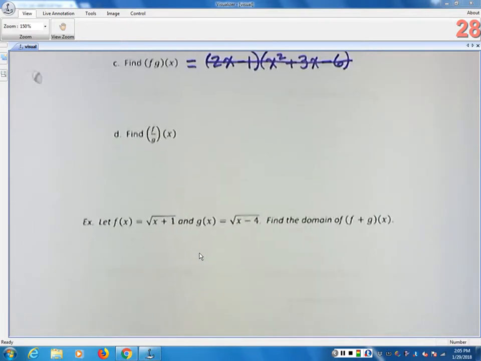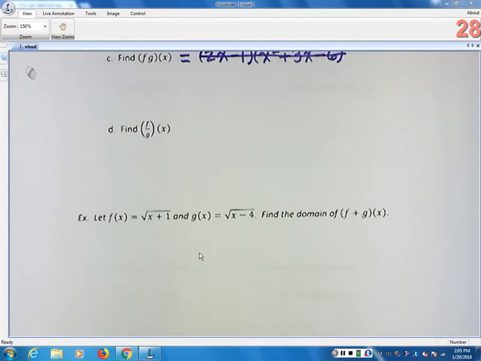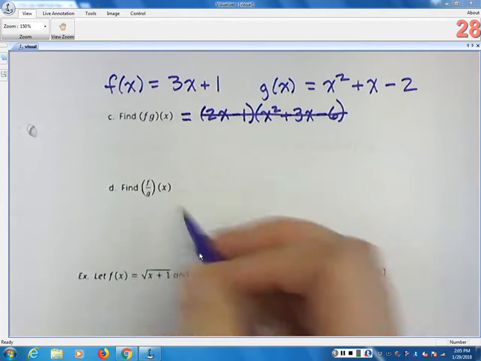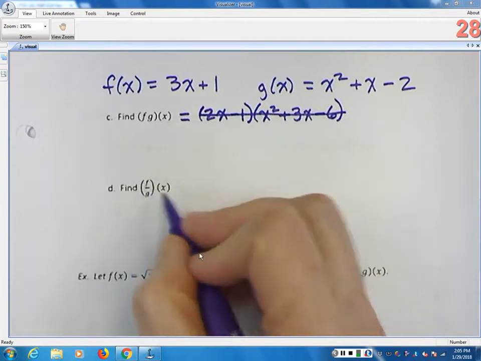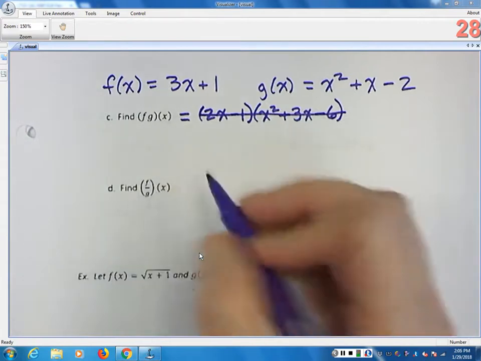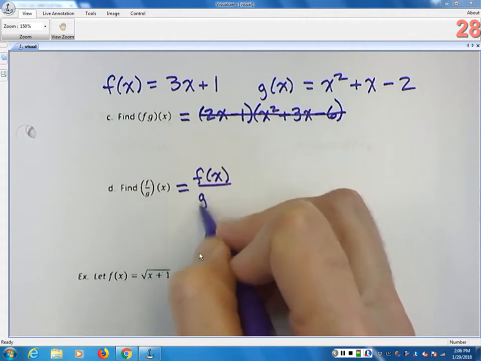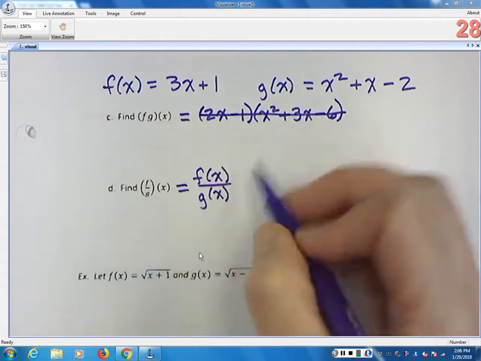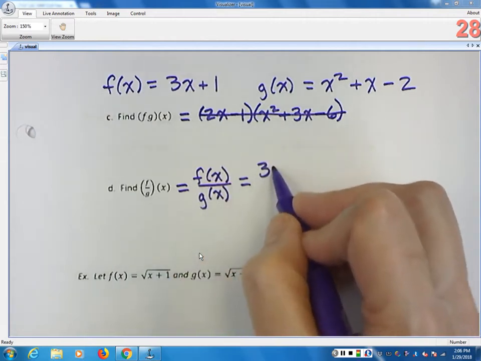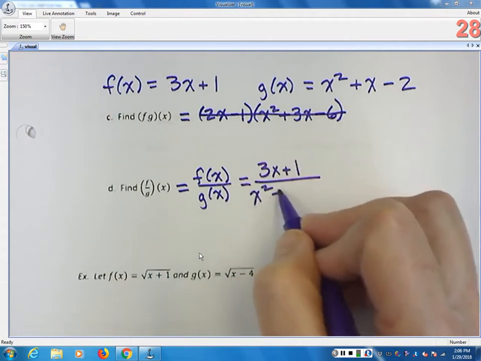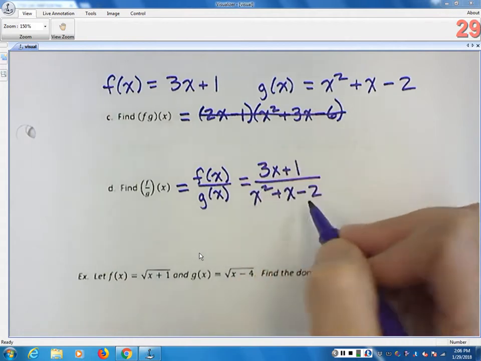And then the last example here, these simple examples with f of x and g of x written down, is when we want f divided by g of x, which is f of x divided by g of x, and that is going to be 3x plus 1 divided by x squared plus x minus 2.